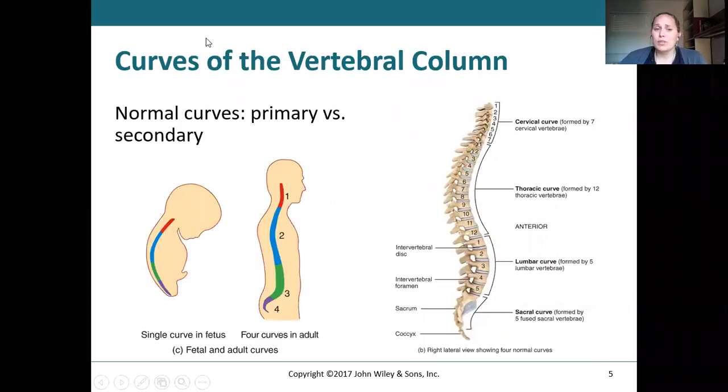Okay, so curves of the vertebral column. You can see here normal curves, you have primary and secondary. If you look at the spinal column in a fetus, you can see there's just one single curvature. Now, as we grow and develop, and the force of gravity impacts this column, you can see how the shape essentially changes. And so instead of the single curve, you have 4 different curves within the column.